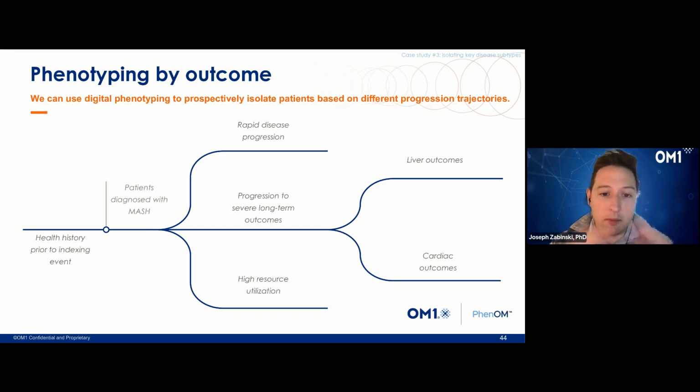These are not comprehensive splits. It's not the case that all MASH patients fall into one of these journeys, and they can overlap, right? We can have a rapid disease progressor who also progresses to severe long-term outcomes. Nothing invalid about that. The point is not to say this is a complete reflection of what's going on with patients in MASH. It's to say we can be precise about subgroups we care about, and then we can phenotype those subgroups to connect them back to what was known about those patients before they split down their journey.